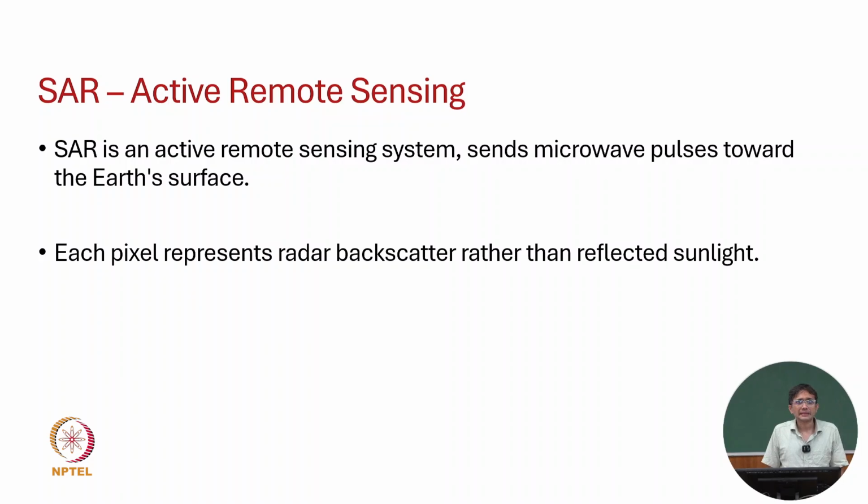SAR is an active remote sensing system, sending microwave pulses towards the Earth's surface, and each pixel represents radar backscatter rather than reflected sunlight. Indeed, the way the SAR imaging system is different from our optical multispectral images also makes it in some way challenging to analyze.